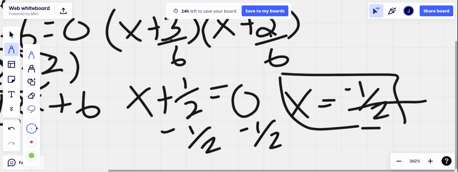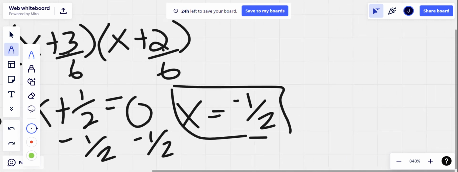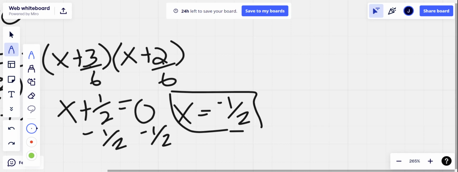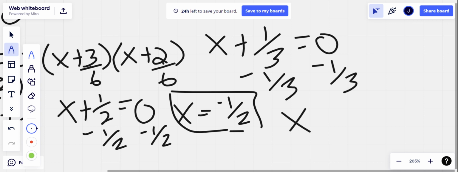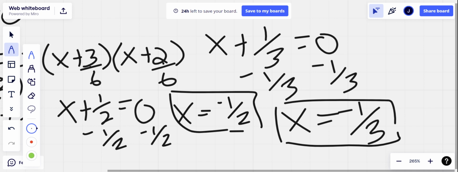For my other solution, now I've got to do the x plus 1/3. So x plus 1/3 equals 0. Subtract 1/3 from both sides. I have x equals negative 1/3. That is my other solution, my other 0.